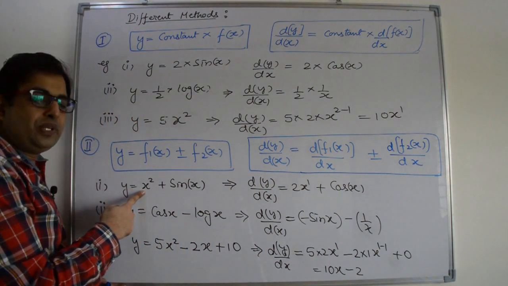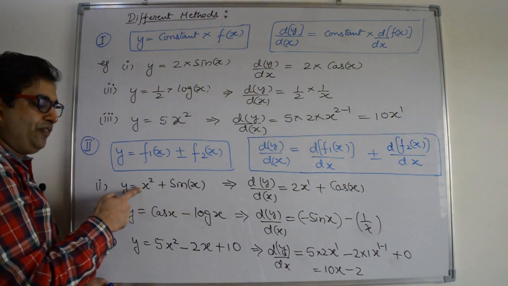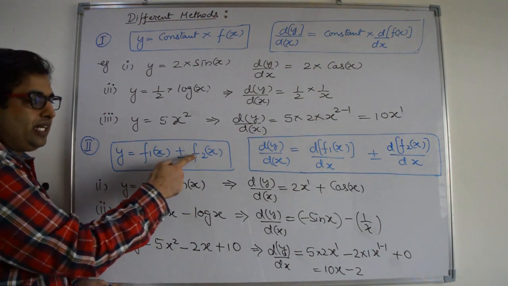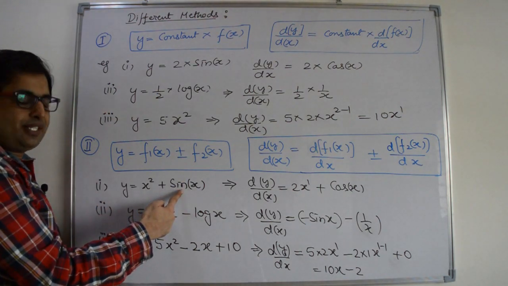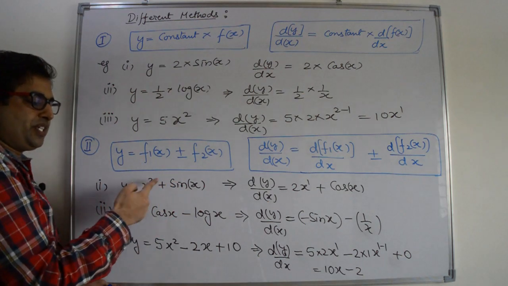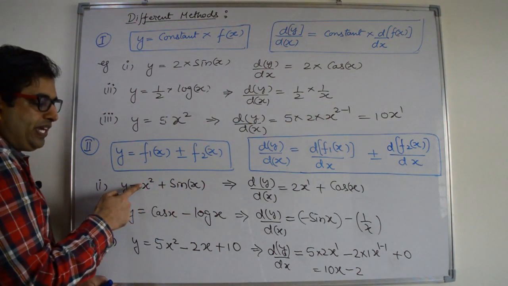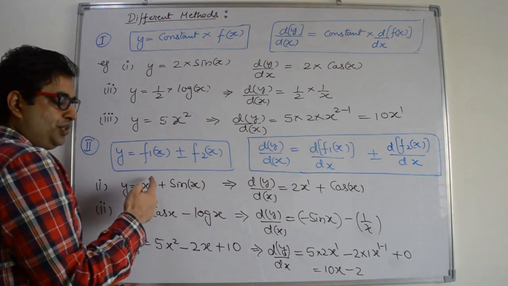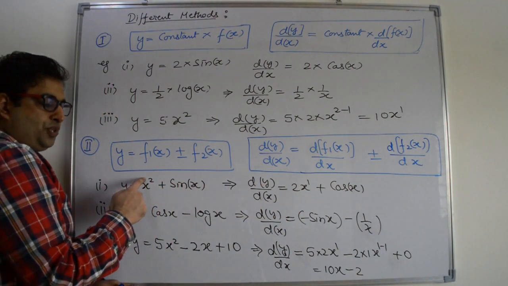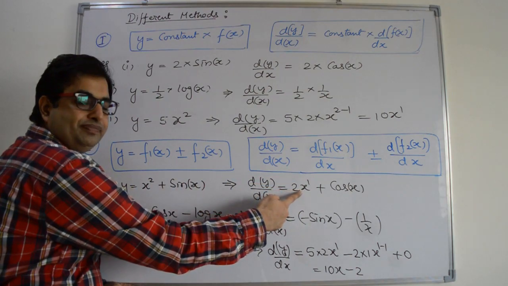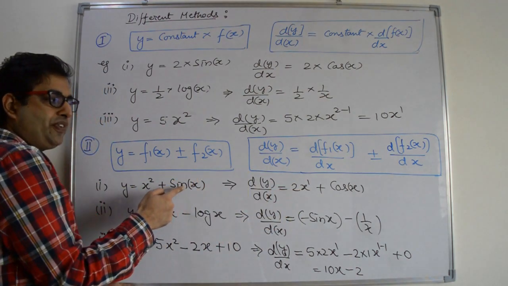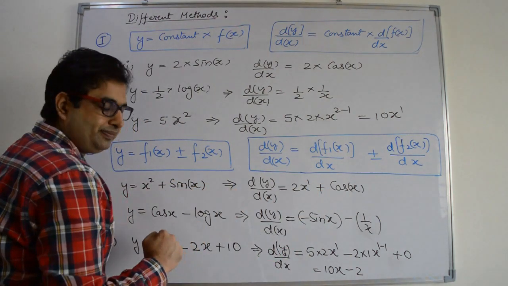y equal to x square plus sin x. So one function is x square, the other function is sin x. We know the differentiation of x square also, sin x also. So the differentiation of x square is 2x. 2 will come in multiplication, 2 minus 1, it becomes x power 1. Right? Sin x differentiation is cos x.